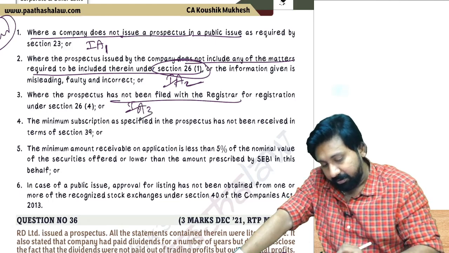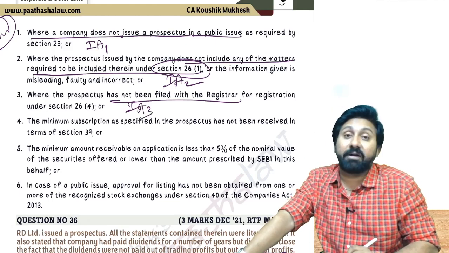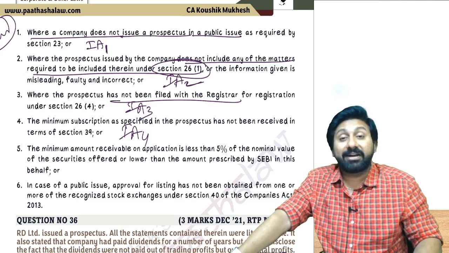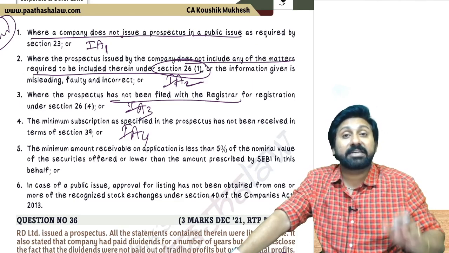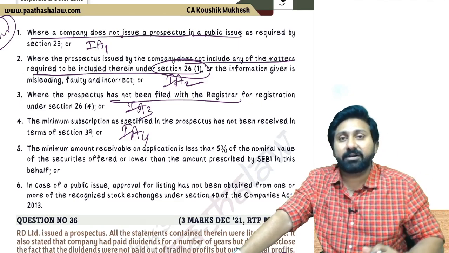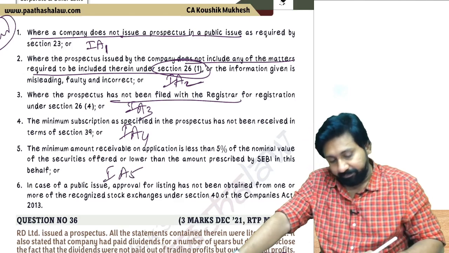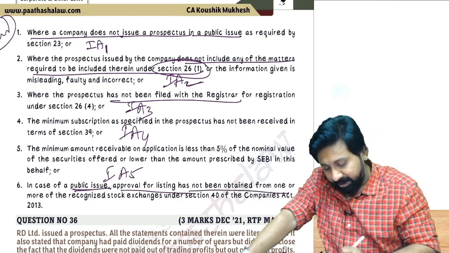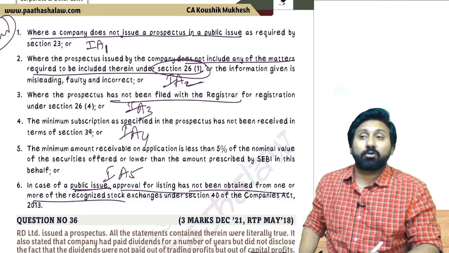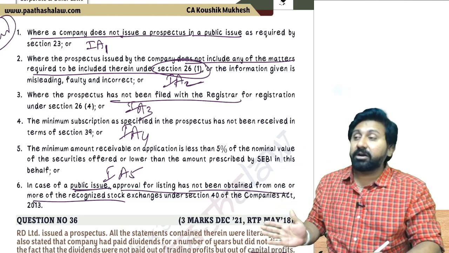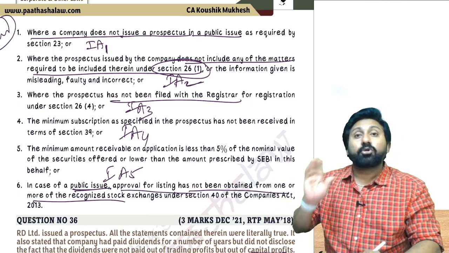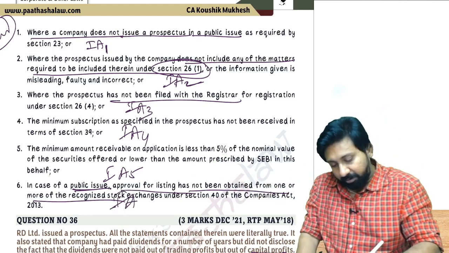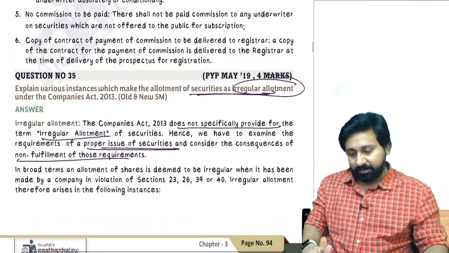Irregular allotment 4: minimum subscription not received, but you went for allotment. Irregular allotment 5: minimum subscription received, but it is less than 5% of the nominal value, because as per the Act it should be minimum 5%. I received only 3% of nominal value. Irregular allotment 6: in case of public issue, approval for listing has not been obtained from the stock exchange. That means whenever you are going for an allotment, first you should enter into an agreement with the recognized stock exchange to list the security. Without entering into a listing agreement, you went for the public offer. That's it. Remember.